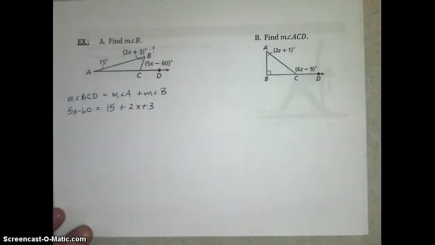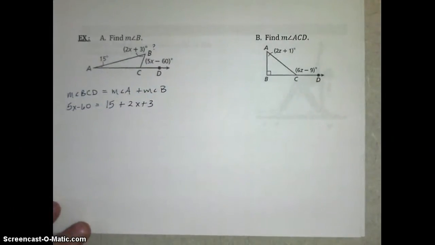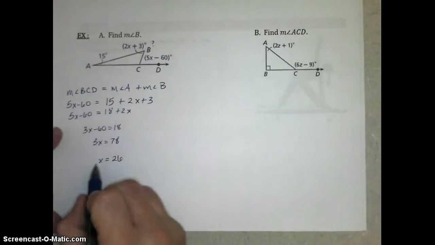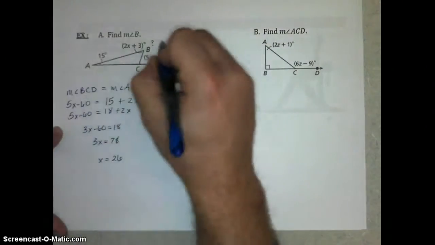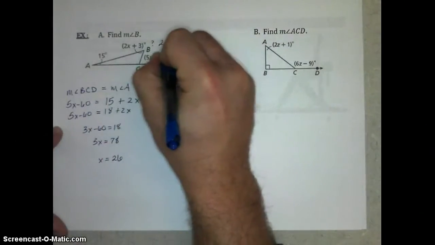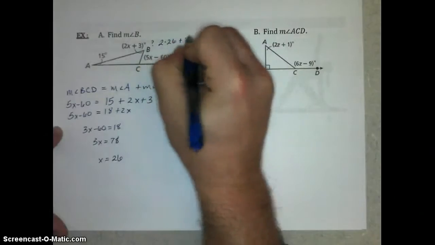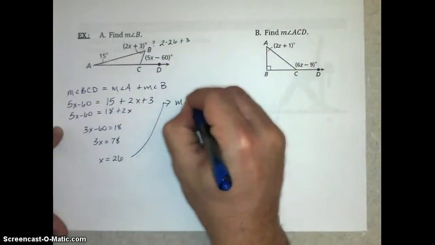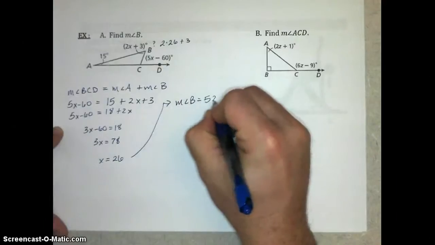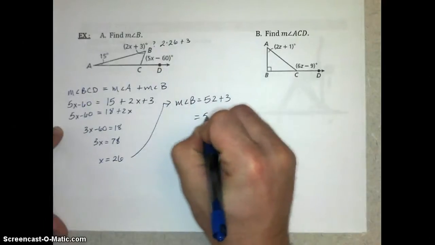I'm going to let you pause the video and take time to solve that equation. All right, this is what we should get for the value of x. X equals 26. So I take 26 and plug it back in for the measure of angle B. That's 2 times 26 plus 3. So the measure of angle B equals 52 plus 3, which is 55 degrees.